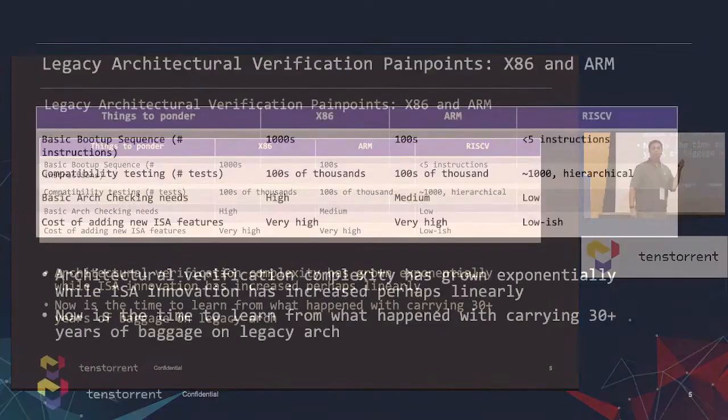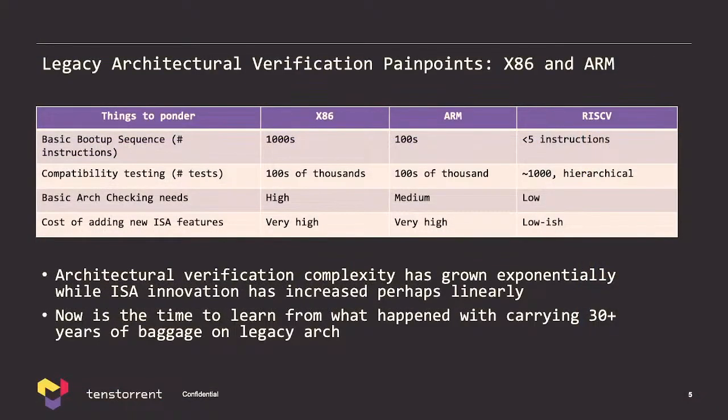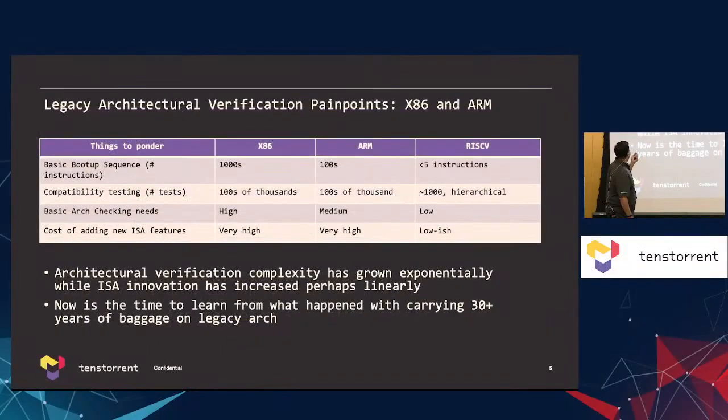So I'm going to pivot a little bit and just stay on that same theme. x86 and ARM are legacy. And when I say legacy, I don't mean that they're not going to have innovation, but they have a lot of legacy technical debt. And here's a really good example.